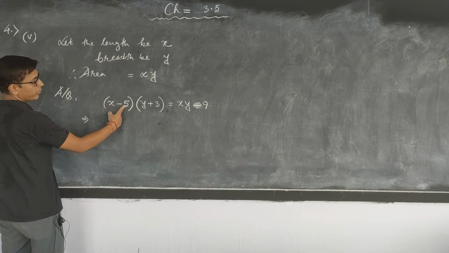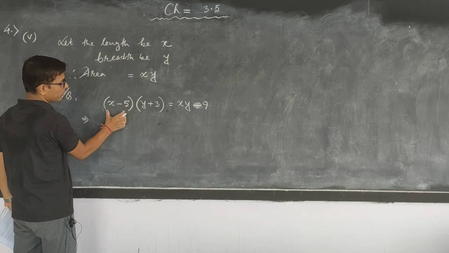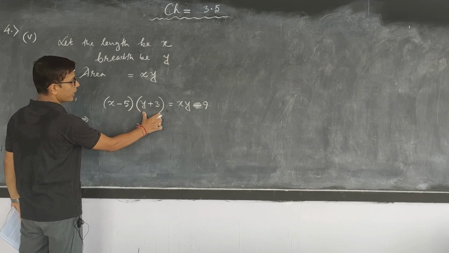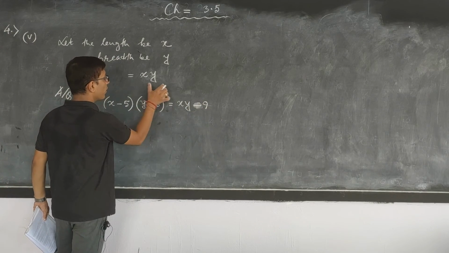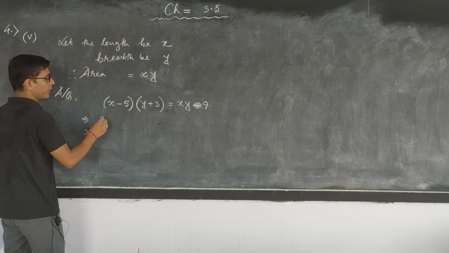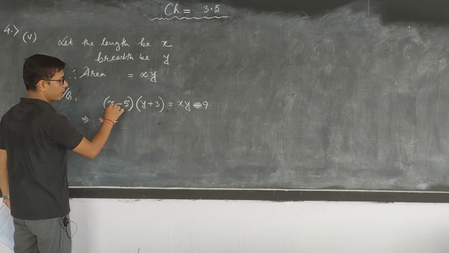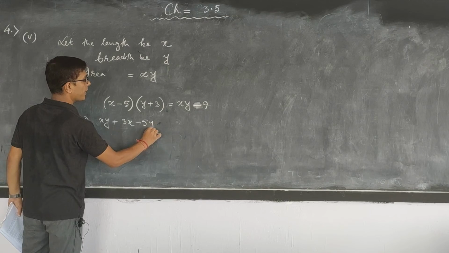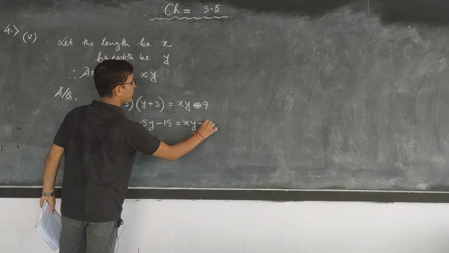When the length is reduced by 5 units and the breadth is increased by 3 units, this is the new length, x minus 5, and this is the new breadth, y plus 3. Length into breadth, the area will be reduced by 9 square units. Earlier it was xy, now it will be reduced by 9. So x into y will be xy plus 3 times x minus 5 times y minus 15 is equal to xy minus 9.